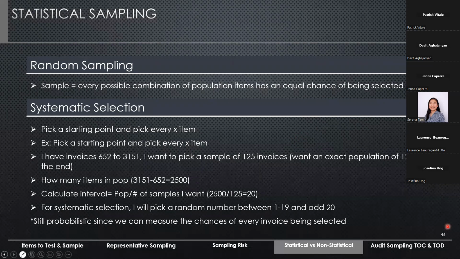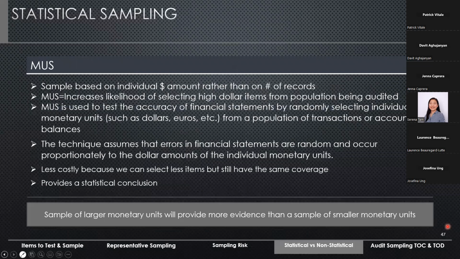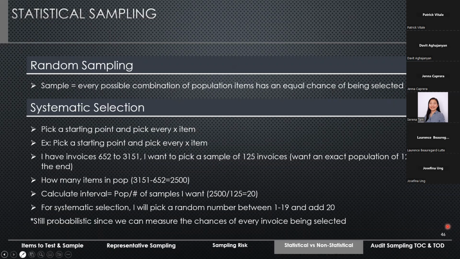So statistical sampling, there's three, right? There's random sampling, systematic selection, and MUS. So random sampling: every possible combination of the population has an equal chance of being selected.